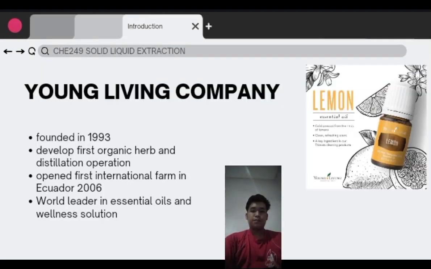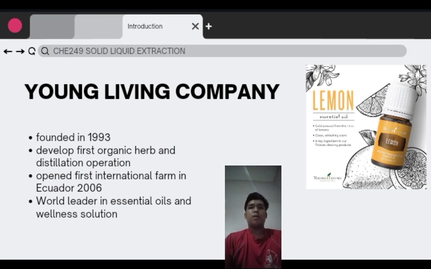Background company. There is a company that produces essential oil and wellness solutions, which is the first, also the best, and the company is known as Young Living Company. It was founded in 1993 in Riverton, Utah, and the leader is known as Gary Young, the first CEO of the company. Gary Young developed his first farm and distillation operation, and he discovered the incredible power of essential oil because of its ability to produce spectacular results.